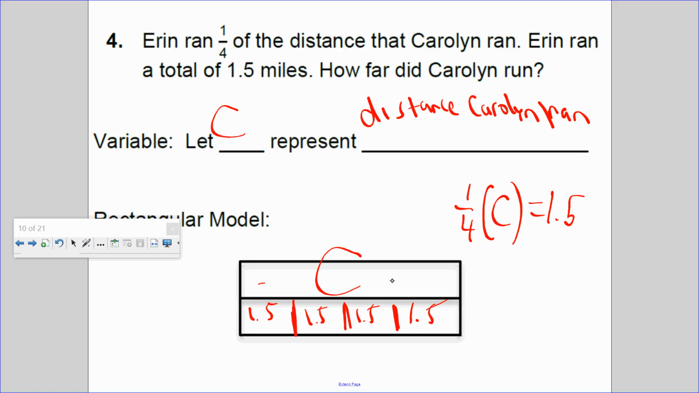So we know we have Carolyn. If you find a fourth, it'll be 1 5/10. And I could look at this and I know the answer is 6 miles. So I use this to help me: 1/4 of the distance that Carolyn ran, 1/4 times C, is a total of 1 5/10. So use the keyword.